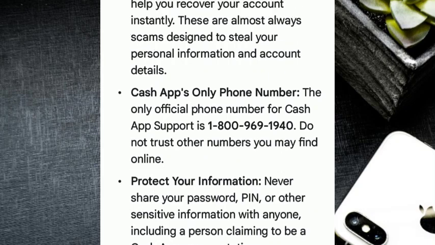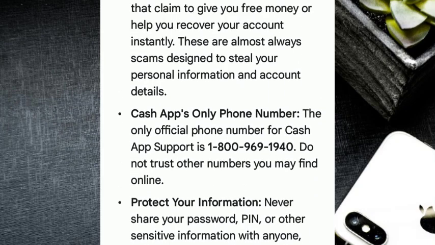Cash App's only phone number. The only official phone number for Cash App support is 1-800-969-1940. Do not trust other numbers you may find online. Protect your information. Never share your password, PIN, or other sensitive information with anyone, including a person claiming to be a Cash App representative.